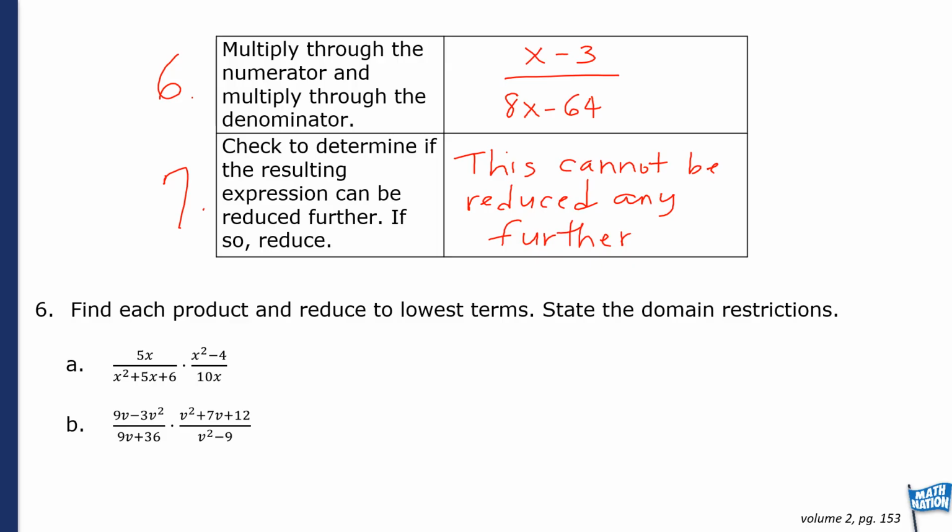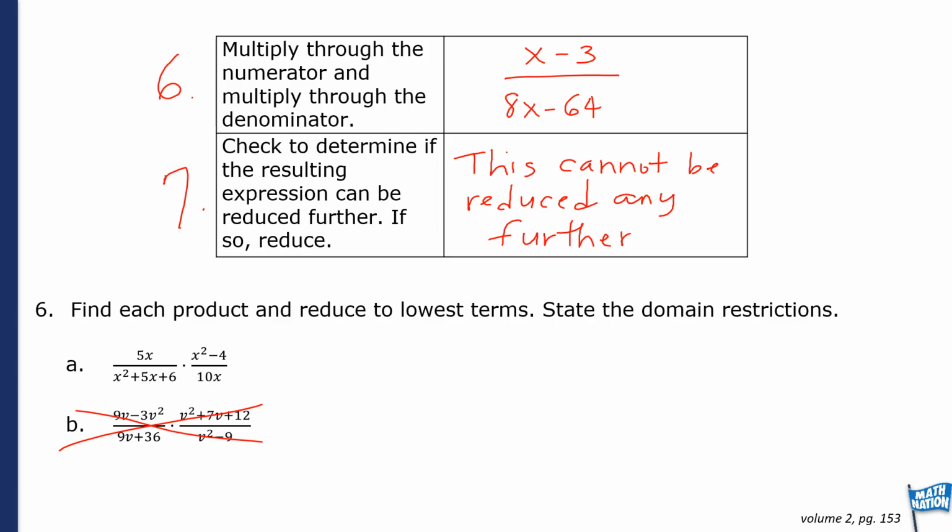All right, let's look at example 6. We're going to find each product and reduce to lowest terms. We're not going to do letter B, just letter A. And then state the domain restrictions. So we're going to multiply 5x over x squared plus 5x plus 6 times x squared minus 4 over 10x.